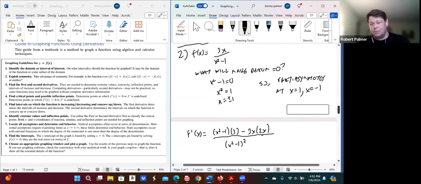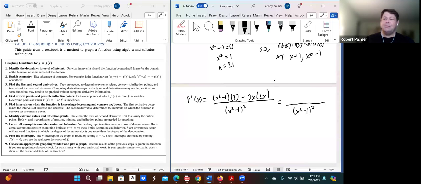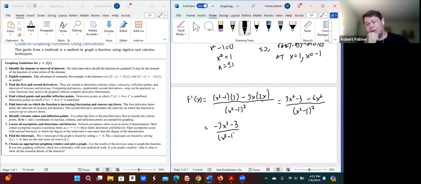Okay, so put that all together. Let's combine that. So we're going to leave our denominator as it is. No need to multiply it out. And then if we multiply our numerator out, we're going to have 3x squared minus 3, and this is going to be minus 6x squared. Of course, combine your like terms. And so our first derivative is going to be negative 3x squared minus 3 over x squared minus 1 quantity squared.